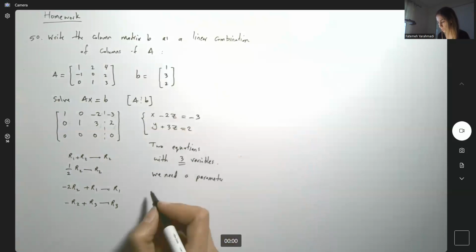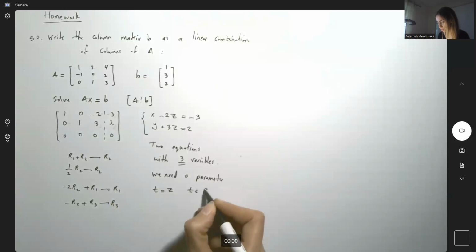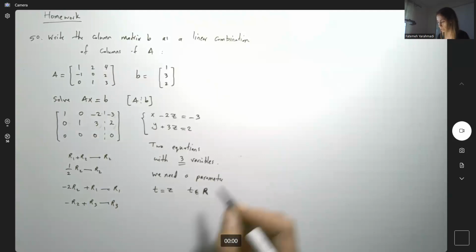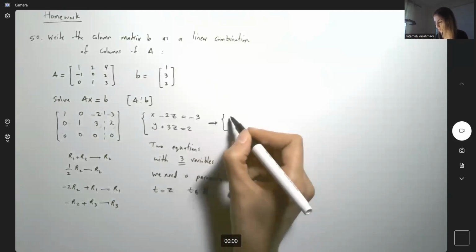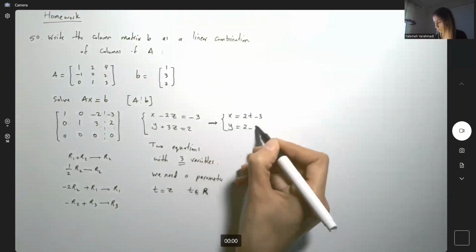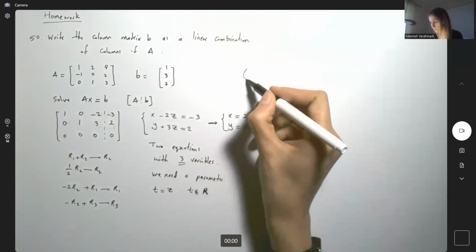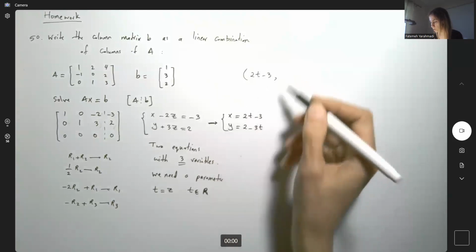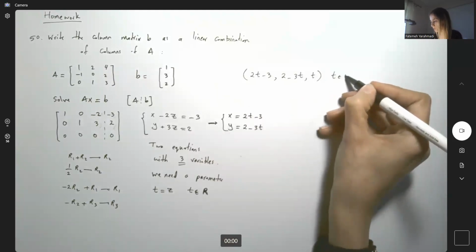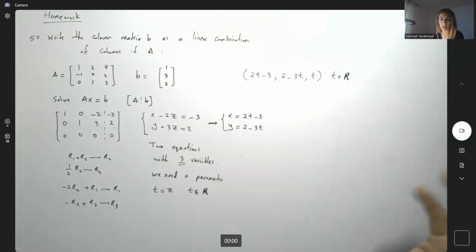So it's easier to take t to be equal to, for example, z. And t is a real number, just a parameter that you're using. t belongs to R. So by doing that, what happens is x is equal to 2t minus 3, and y is equal to 2 minus 3t. So if I ask you to write a solution, you're going to say that, hey, it is 2t minus 3, comma, 2 minus 3t, comma, t. And t belongs to R. So you have infinitely many solutions here.